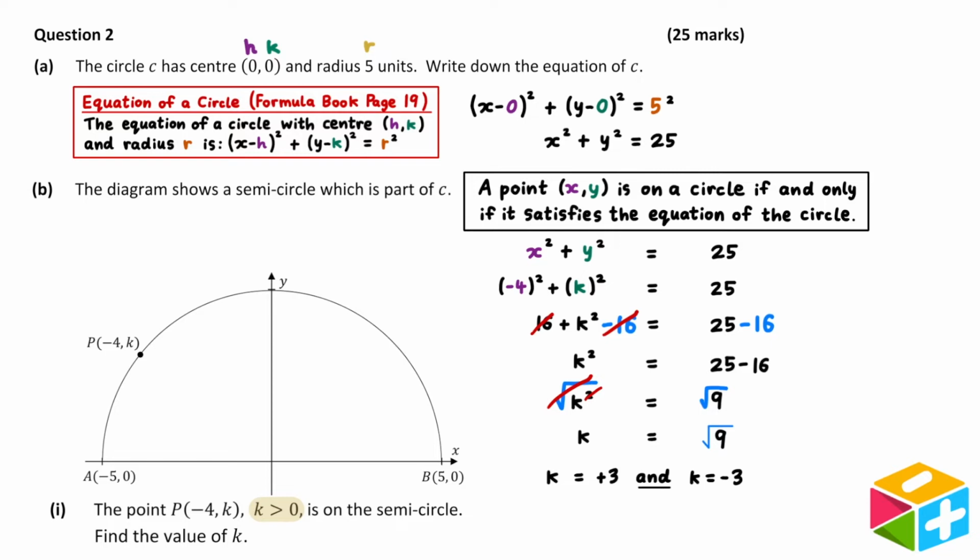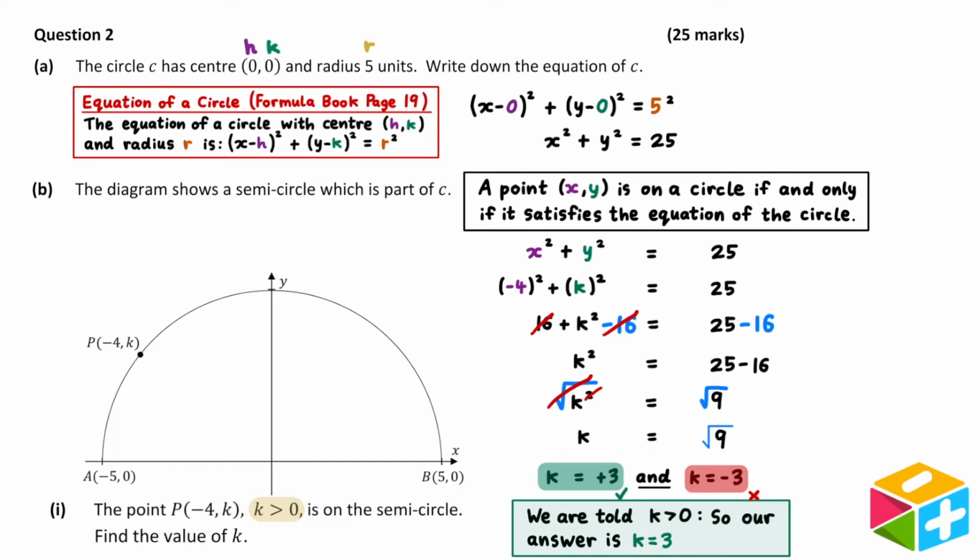Though in this question, we're told that k must be greater than 0. So this rules out the -3. So our final answer here is that k is equal to 3.